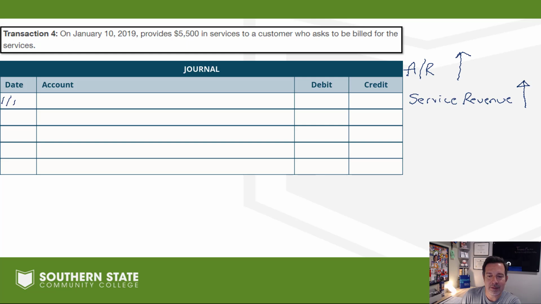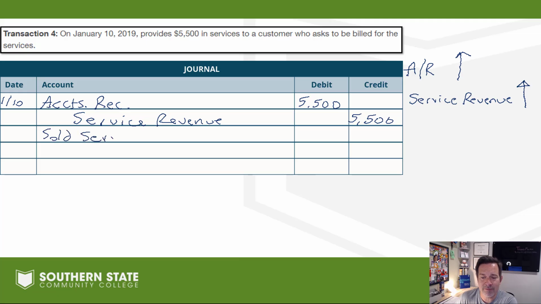1/10 is our date. I got accounts receivable. 5,500. And we got our revenue. We've earned it. We're going to count it. Bingo. There we go. What's our description? How about sold services on account? Looks pretty good, right? So there we go. We have a customer who owes $5,500 after we have done the work for them.